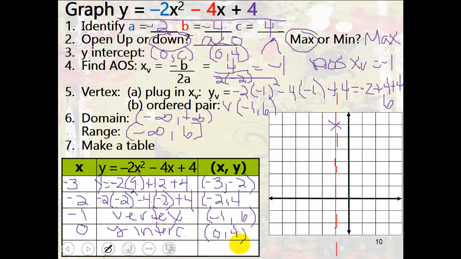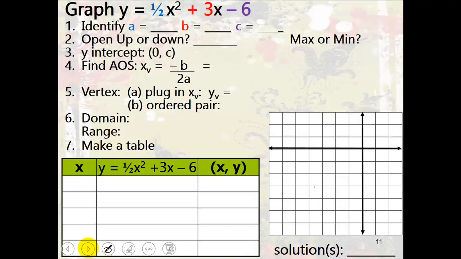And then use symmetry. So if I plug in a 1, I'm going to get negative 2 for balance. Okay? All right, and then I'm going to go negative 3, negative 2, negative 2, 4, and then I have 0, 4, and then I have 1, negative 2. And I'm going to make my U. Okay, like that.